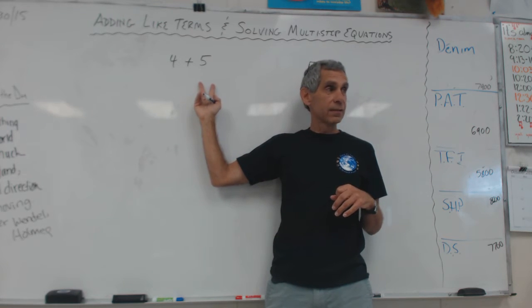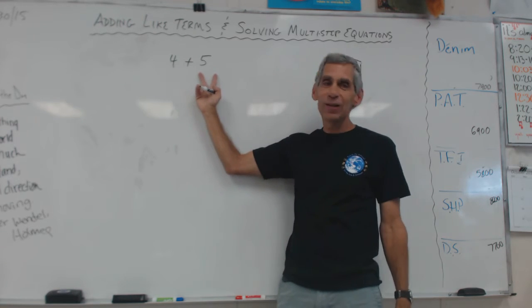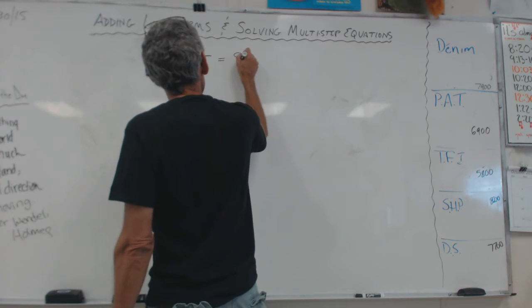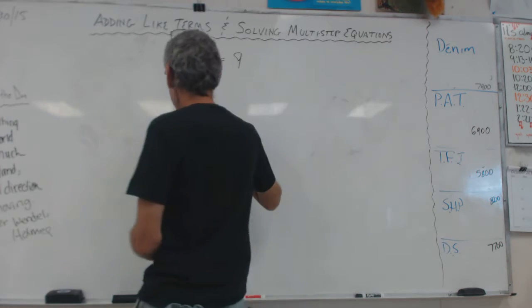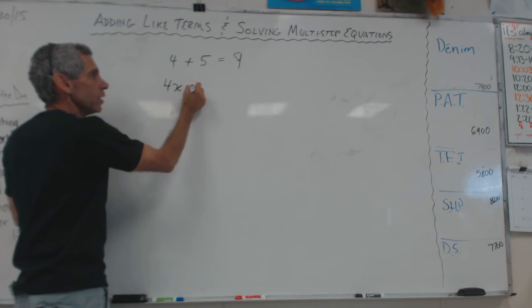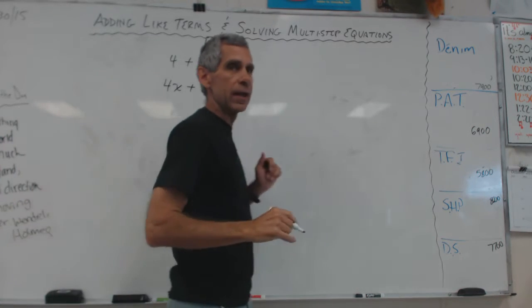You guys have been adding these forever, right? 4 plus 5 is 9. You can actually combine them. But now, what if I did this? 4x plus 5x. Now, can I combine those?